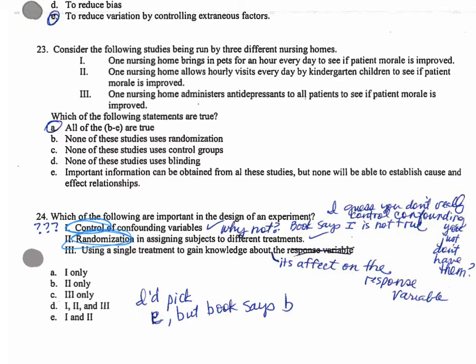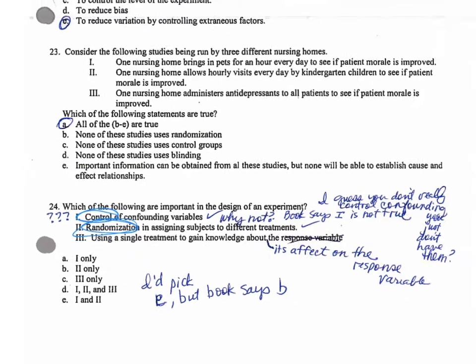If we got an experiment, in order to claim cause and effect, you need to randomly assign to the treatment groups. Okay, well look here what happened on this one. We had 3 treatment groups. The nursing home that had an hour a day of pets, the nursing home that had an hour a day of kindergartners, and the nursing home that has antidepressants. And so all of the ones B through E are true.